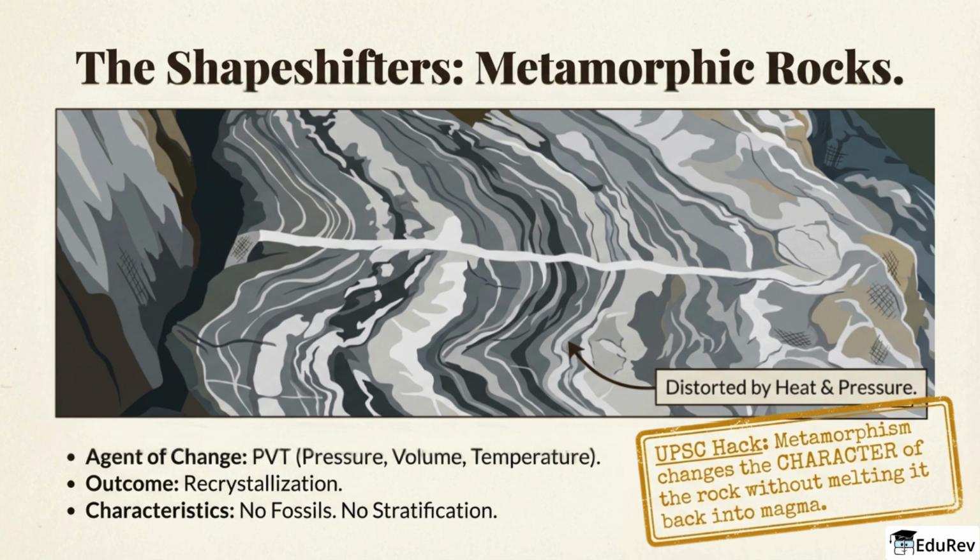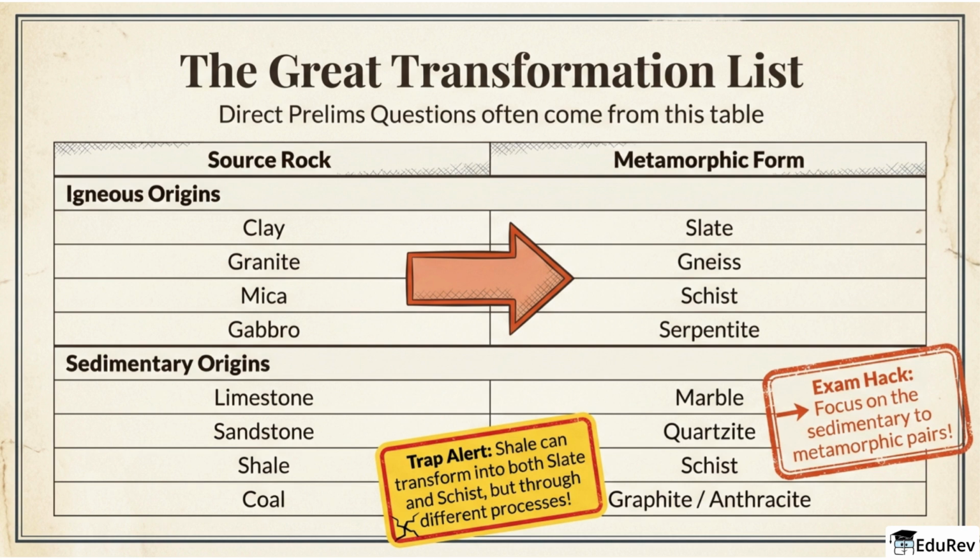Metamorphism changes the character of the rock without melting it back into magma. That one line distinguishes metamorphism from igneous formation. Now comes the most common prelims pattern: source rock to metamorphic pairings. This table is a direct prelims minefield, so treat it like a checklist. It is called the Great Transformation List, and it says direct prelims questions often come from this table.